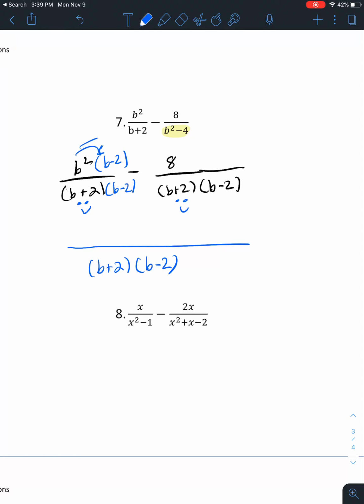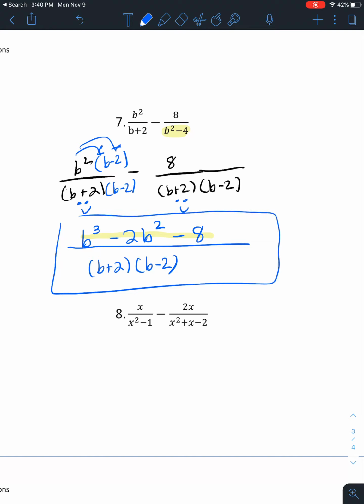Then I'm going to distribute these. B squared times b is b cubed. B squared times negative 2 is negative 2b squared. And then I still have that minus 8 hanging out over there. When I look at this, it doesn't look like something that can be factored. So you're done here, and this is your final answer. You have to remember it's really easy to make simple math mistakes when doing this.